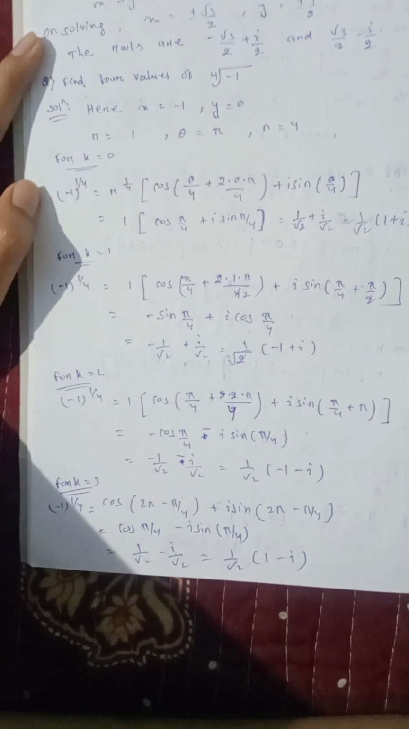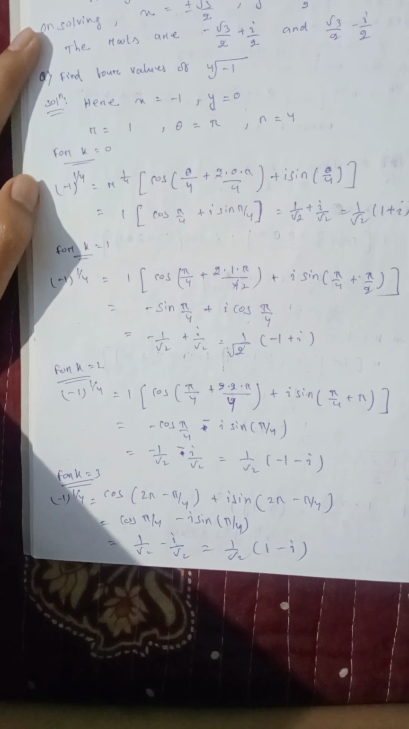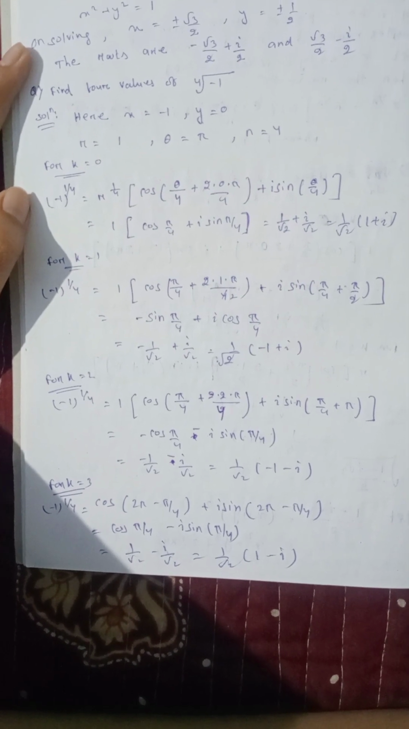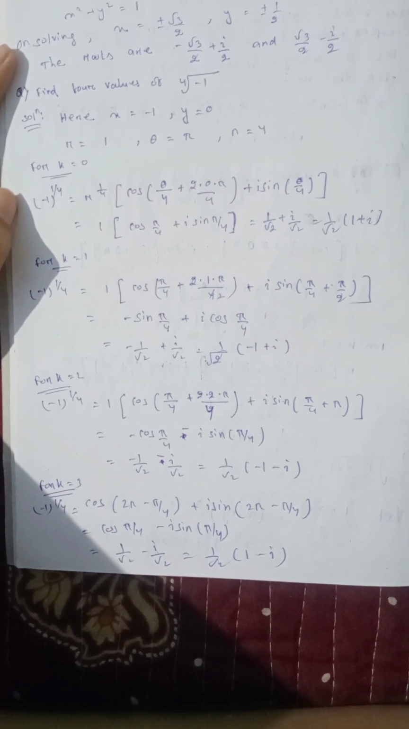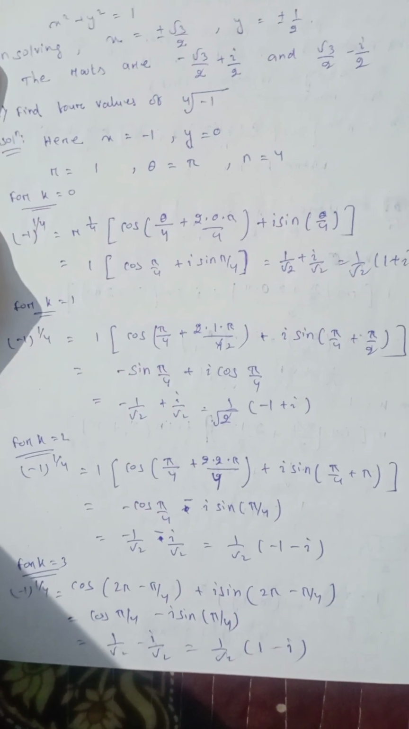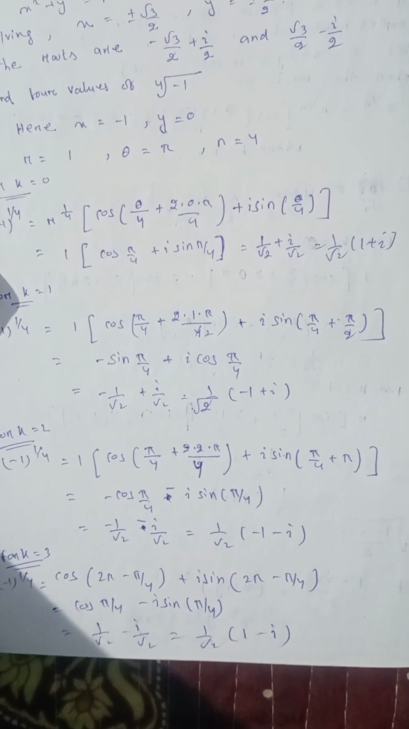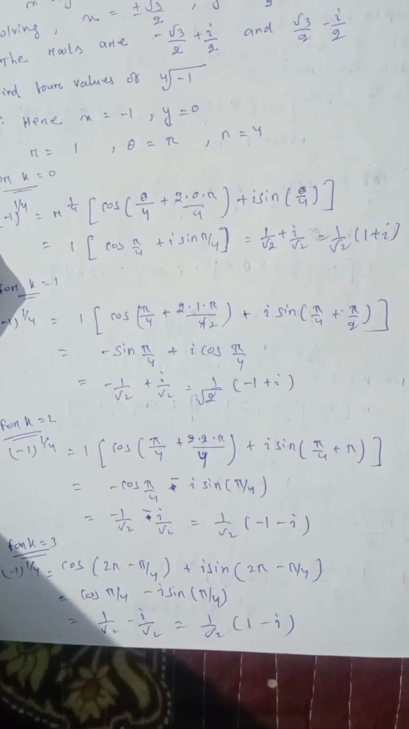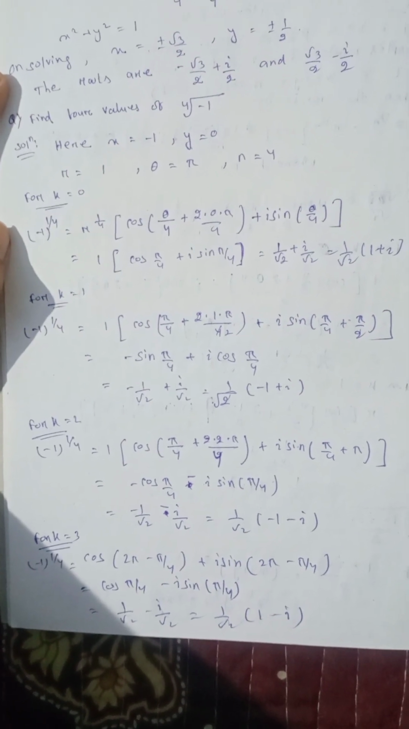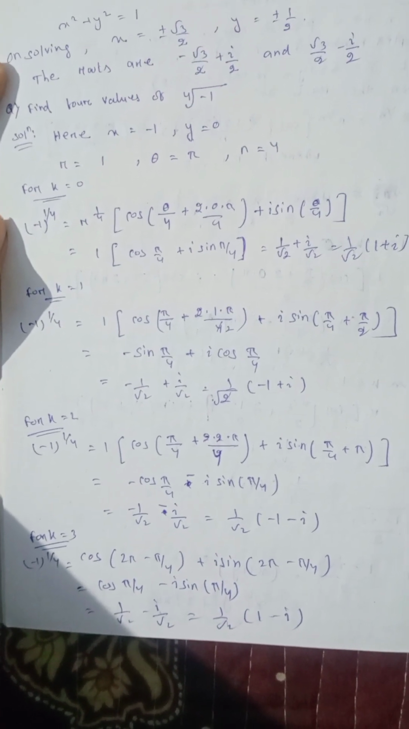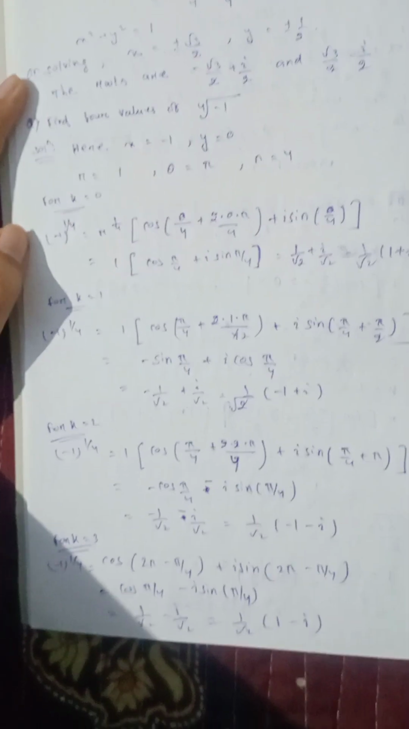Now find the four values of minus 1 to the power 1 by 4. Here x equal to minus 1 and y equal to 0. If z equal to x plus iy, then x equal to minus 1 and y equal to 0. So r equal to root over of x square plus y square, that is r equal to 1, and we get theta equal to pi, by tan inverse y by x, that is tan inverse 0, which equal to pi. And here we have to determine the four values of minus 1 to the power 1 by 4. So here clearly n equal to 4.